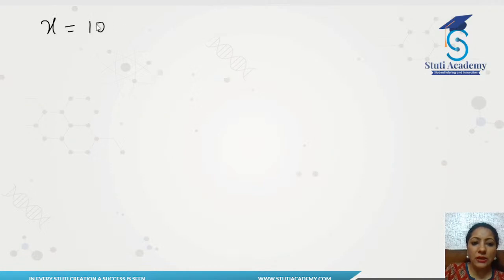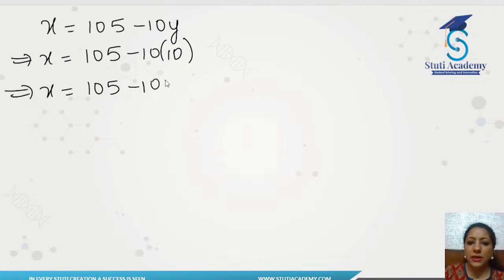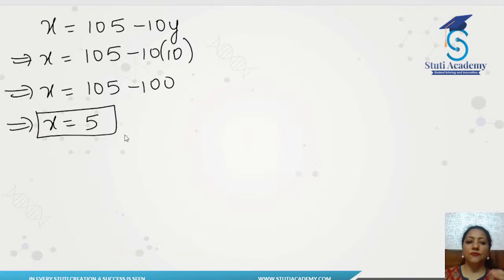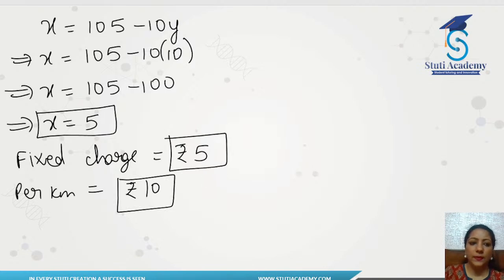So x we have 105 minus 10y. We've got y as 10, so we will put it here. 10 times 10, that's actually 100. So x equal to 105 minus 100. So x is finally 5 rupees. So 5 rupees is the fixed charge and 10 rupees is the charge per kilometer. So we have the fixed charge here, that is 5 rupees, and the per kilometer charge we have as 10 rupees. So this is the per kilometer charge. This is the fixed charge.